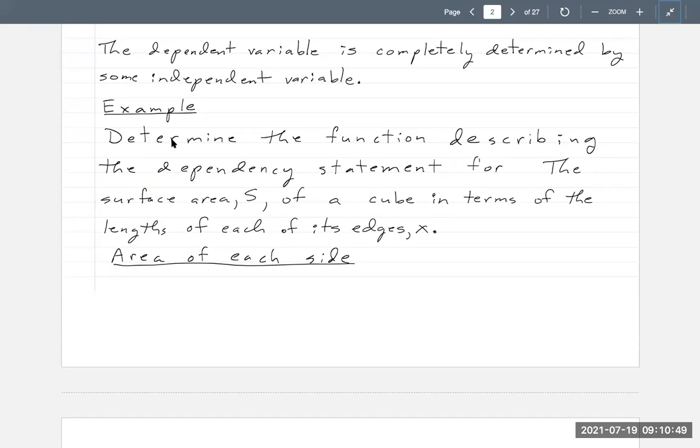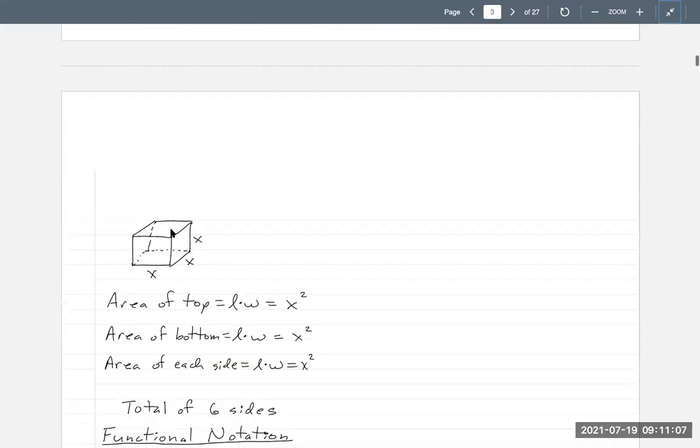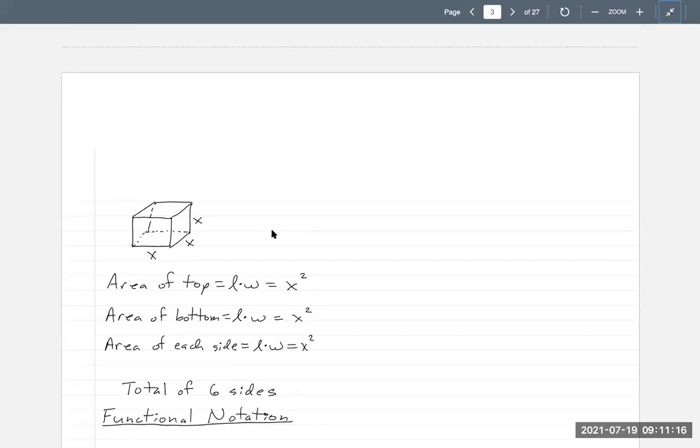Let me give an example. Determine the function describing the dependency statement for the surface area S of a cube in terms of the length of each of its edges, X. So the area of each side. So I have here a cube, and the length of each side is X. So let's try to find the surface area of the cube.